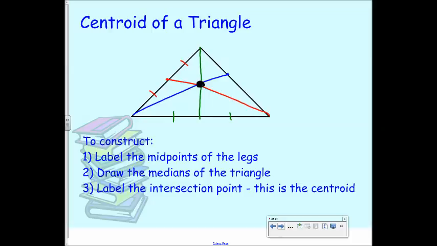Now, if you actually were to do that with a ruler and find the actual midpoint of each of these segments and draw it with perfectly straight lines, they would intersect and they would make a centroid. Okay, so that's the centroid of this triangle. This black dot is the centroid.